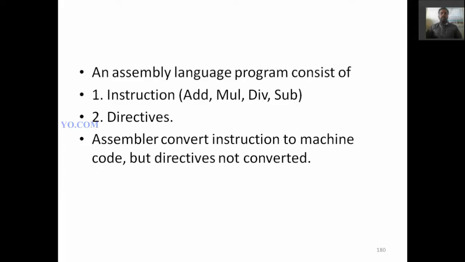An assembly language program has two different things: one is instructions, and the other is directives. Instructions are such as addition, multiplication, division, subtraction, and logical operations. And directives are the assembler directives. ORG means the starting address, we will see. The assembler converts the instructions into machine code, but directives are not converted. Directives are mainly used to support the assembler in converting the instructions into machine code.